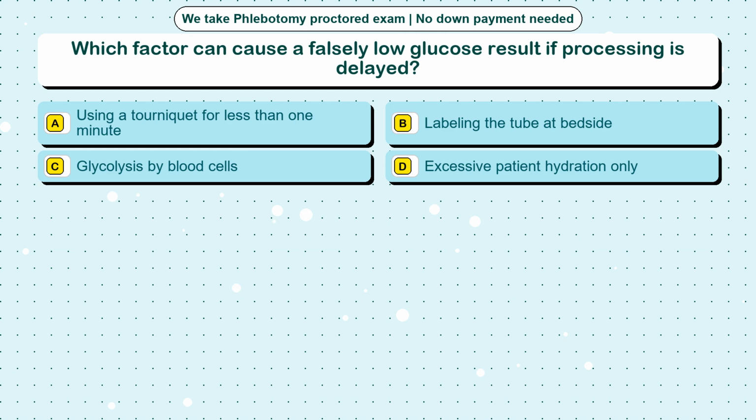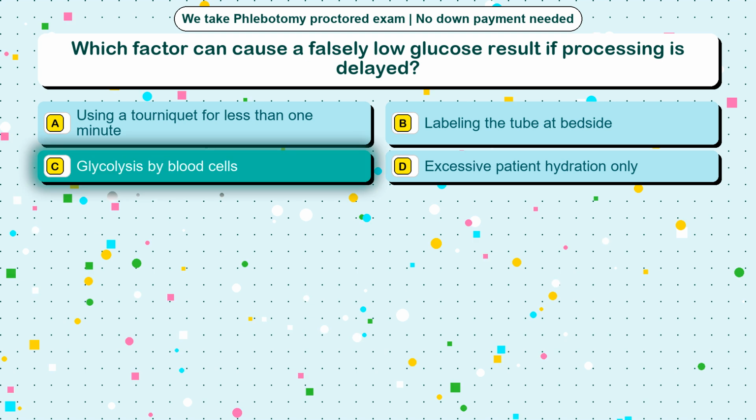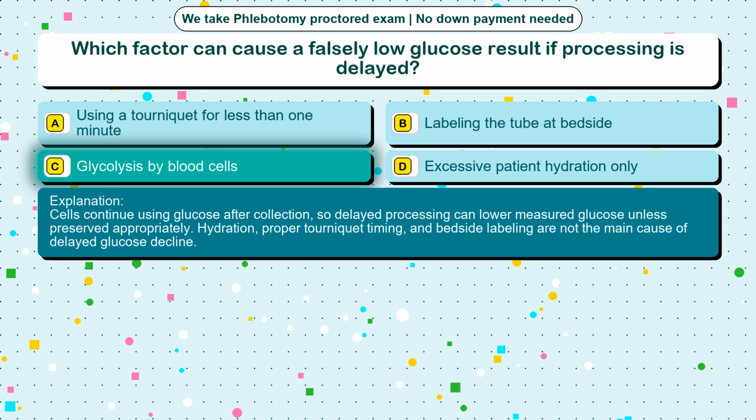Question 33. Which factor can cause a falsely low glucose result if processing is delayed? Option A, using a tourniquet for less than 1 minute. Option B, labeling the tube at bedside. Option C, glycolysis by blood cells. Option D, excessive patient hydration only. The correct answer is option C, glycolysis by blood cells. Cells continue using glucose after collection, so delayed processing can lower measured glucose unless preserved appropriately. Hydration, proper tourniquet timing, and bedside labeling are not the main cause of delayed glucose decline.